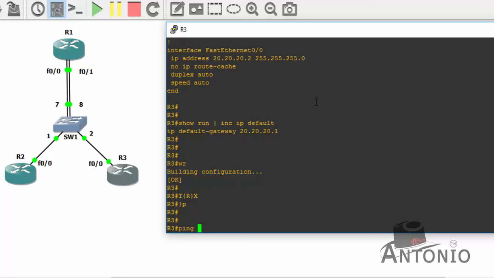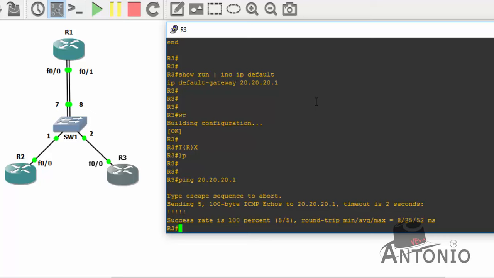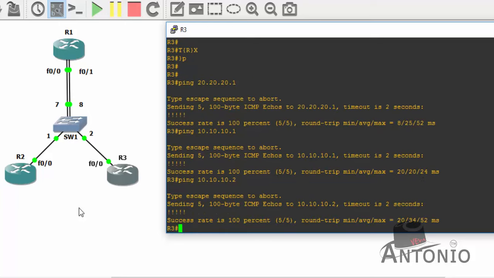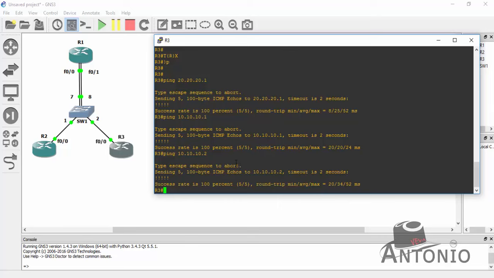And last to check is our router 3 or PC3 connection. Let's do that. Ping 20 first, the gateway, of course, and next is ping the VLAN 10 gateway. Alright, success. And finally, the 10.10.10.2, the other side or the neighboring PC is R2. We've got success.